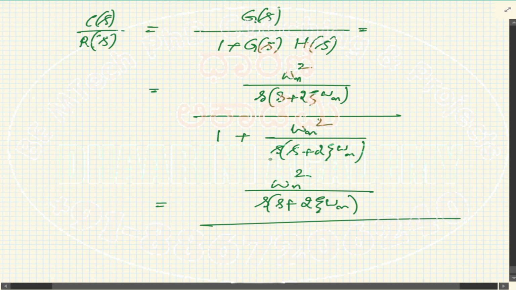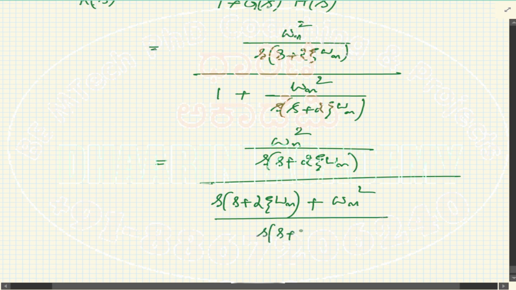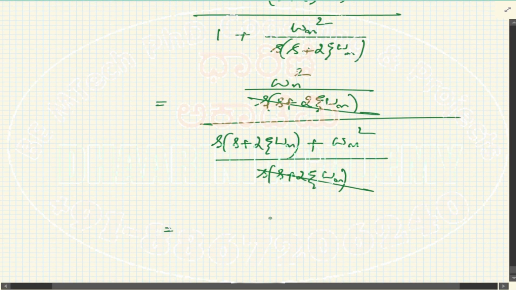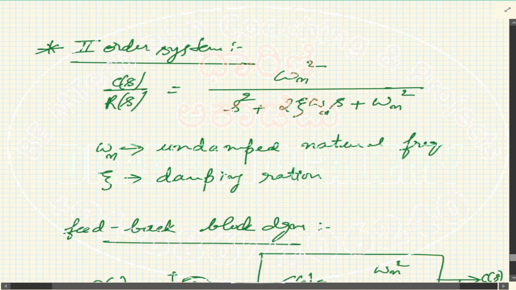Whole divided by, now the s into s plus 2 zeta omega n comes to this side. This is 1 plus omega n square, now whole divided by that term, correct? This and this will cancel, right? Now you can expand. So therefore this is equal to omega n square divided by s square plus 2 zeta omega n into s plus omega n square. So just compare this with what we already have written.